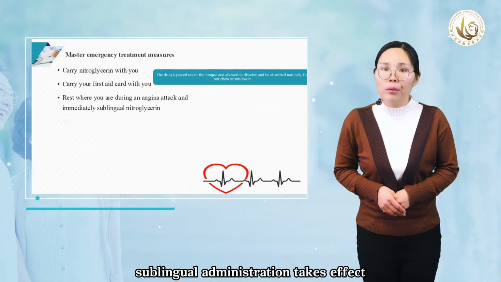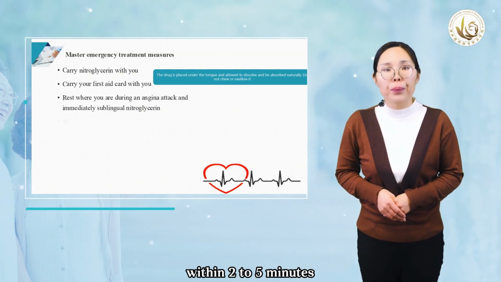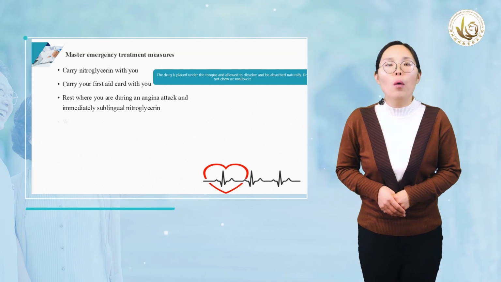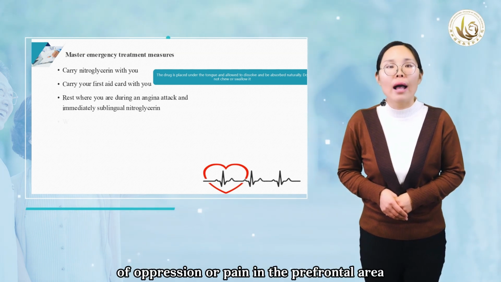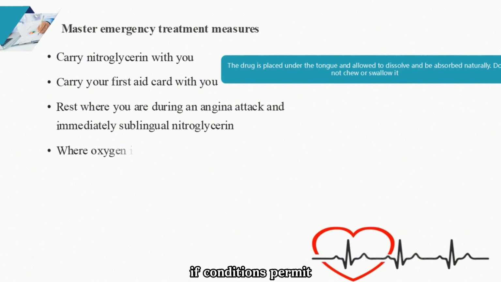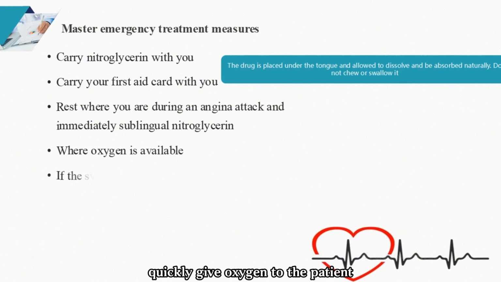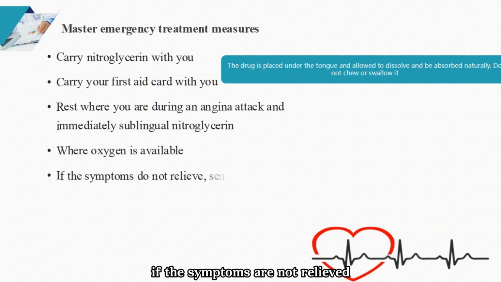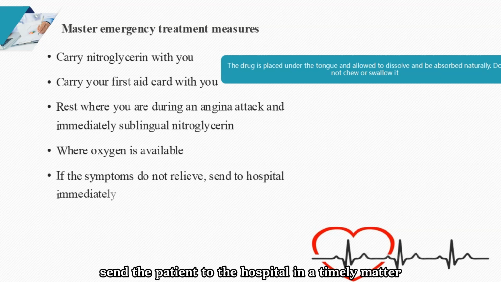Generally, sublingual administration takes effect within 2 to 5 minutes. After medication, the patient's sense of oppression or pain in the precordial area will be reduced or disappear. If conditions permit, quickly give oxygen to the patient. If the symptoms are not relieved, send the patient to the hospital in a timely manner.